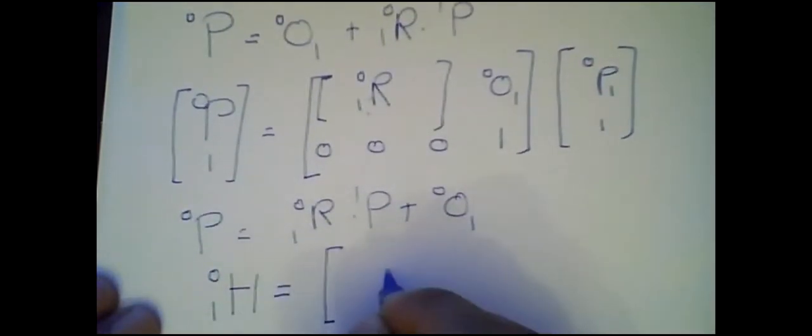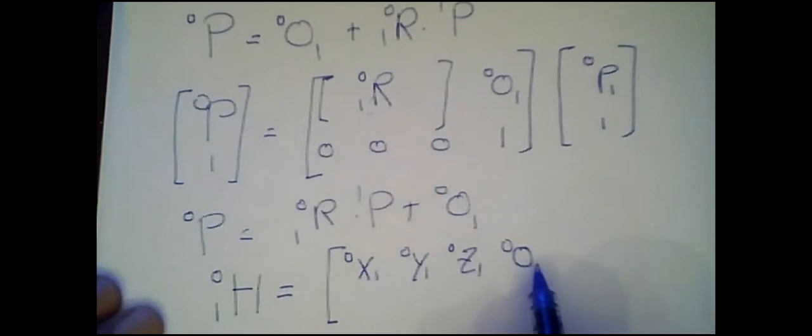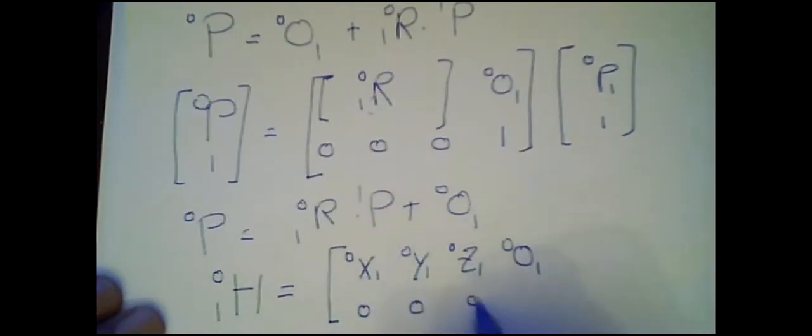So H01 is equivalent to the rotational transformation, which is equal to what? Remember, it's X10, Y10, Z10, right? And then O10, the coordinate of the origin of the second frame with respect to the first frame. And then here you're going to end up with 0, 0, 0. And then you actually have to have a 1 at the bottom.